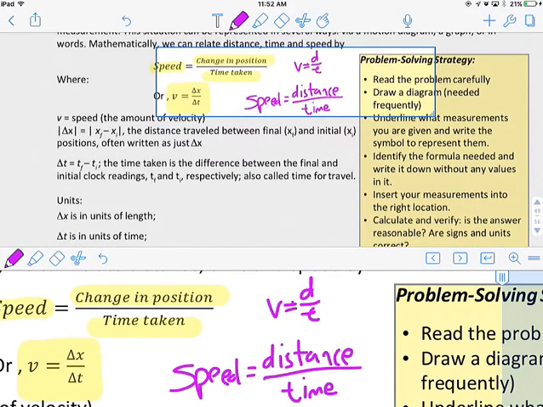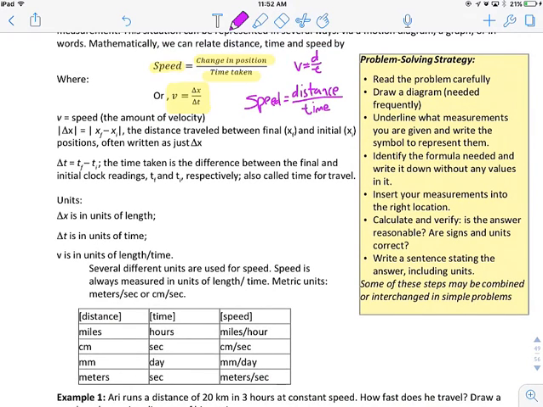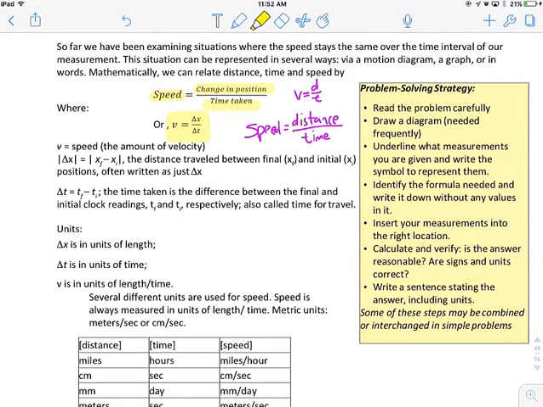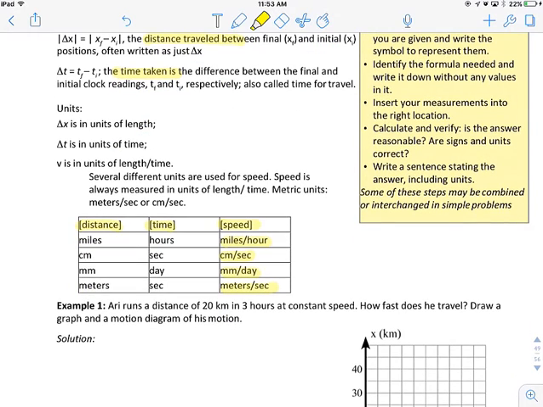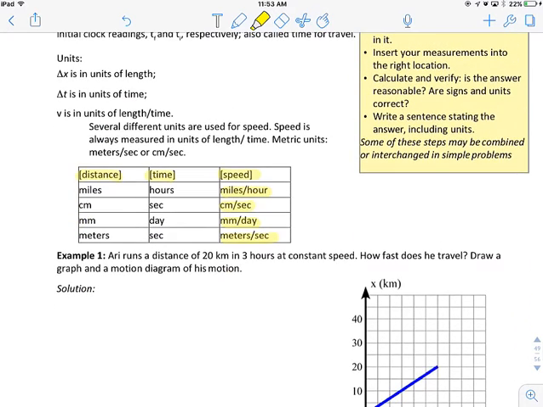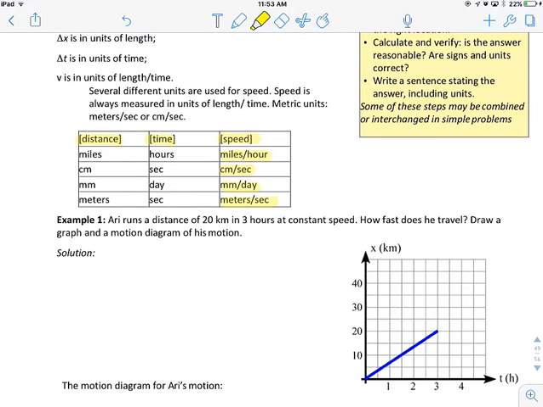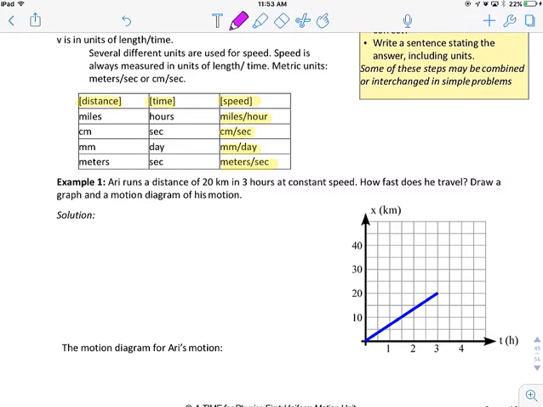So a little bit about the different units that you can use and what you're doing. The distance that you travel goes on top, and the time goes on the bottom. The units that you end up for speed are simply whatever the distance unit is divided by the time unit. So we took miles and divided it by hours right there. Centimeters divided by seconds, millimeters per day, meters per second. Meters per second is our common one. But whatever the unit is of your distance and the unit of your time, that will be your speed unit there. So let's try an example here.